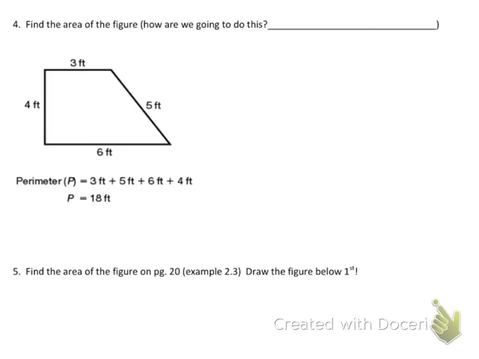So, I think everybody can see that if I wanted to know the perimeter of the object, I just add up all the sides. It's 18 feet, not a big deal. But find the area of this figure. How are we going to do this? Do 4 times 5 times 3 times 6? I'm not going to multiply all of those numbers together. There's a formula for this, but what if I didn't know a formula? Because more than likely you guys don't remember the formula.